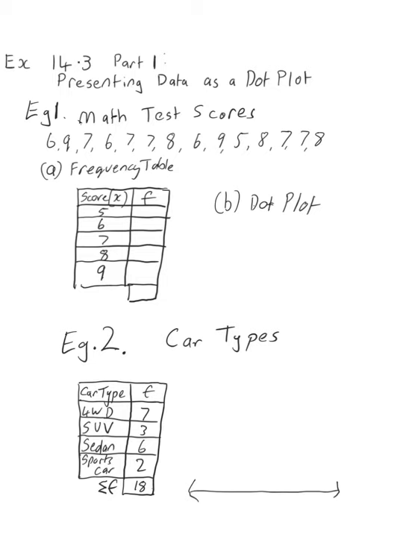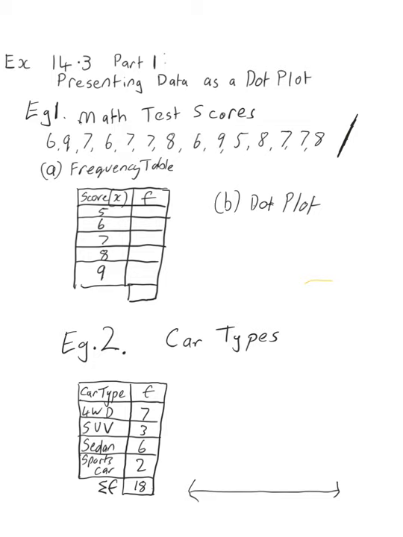Okay, so right now we are going to look at creating dot plots from raw data. If we look at what we have here, we have a set of data. I'll just change the colour here. Okay. Set of data here that are math scores, and before we present them as dot plots, sometimes we'll be asked to put the data into a frequency table.